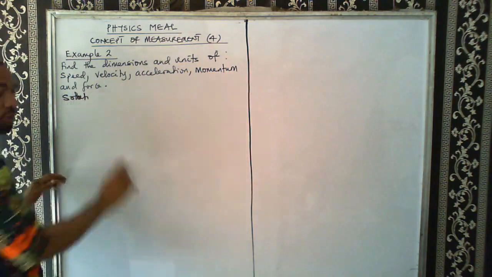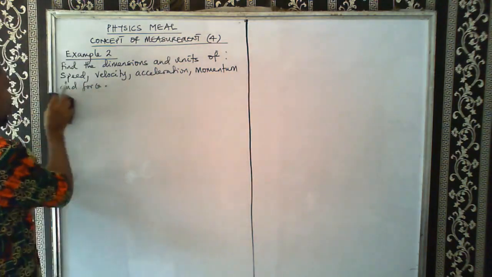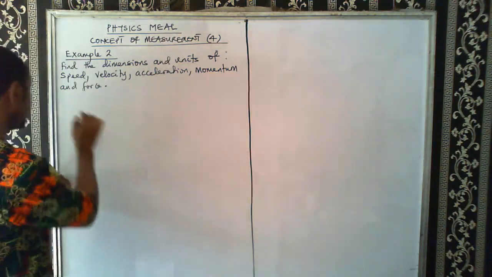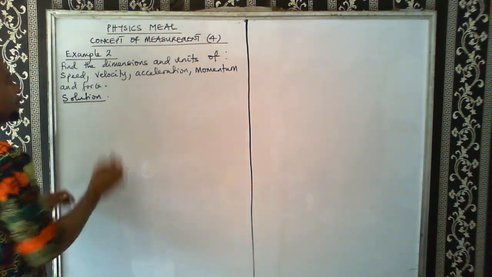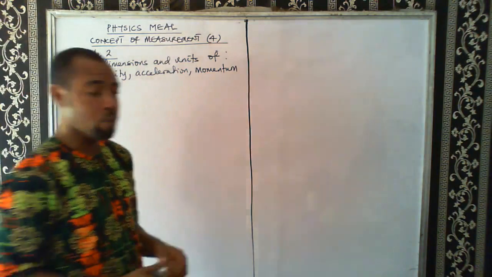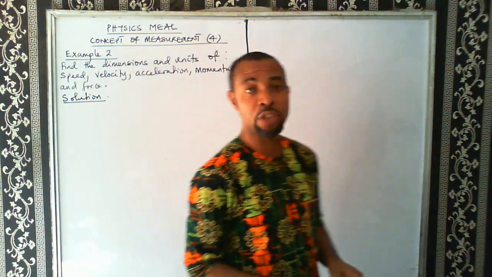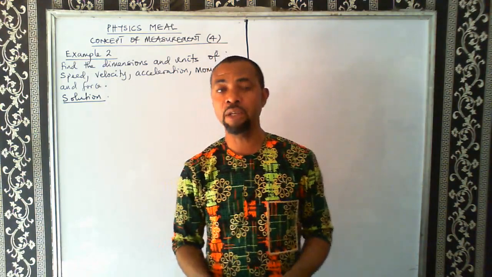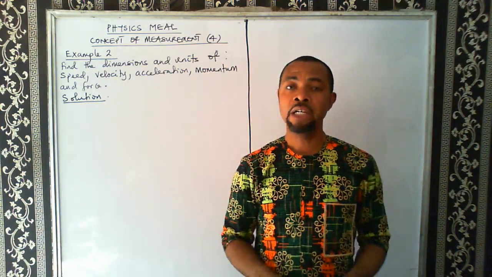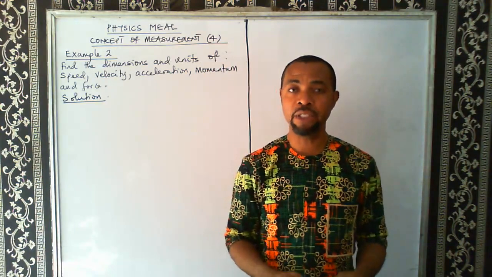Solution. The first thing we do when we want to find the dimension and unit of any quantity is to write the formula that can be used in finding the quantity, and we also ensure that that particular quantity is the subject of the formula.